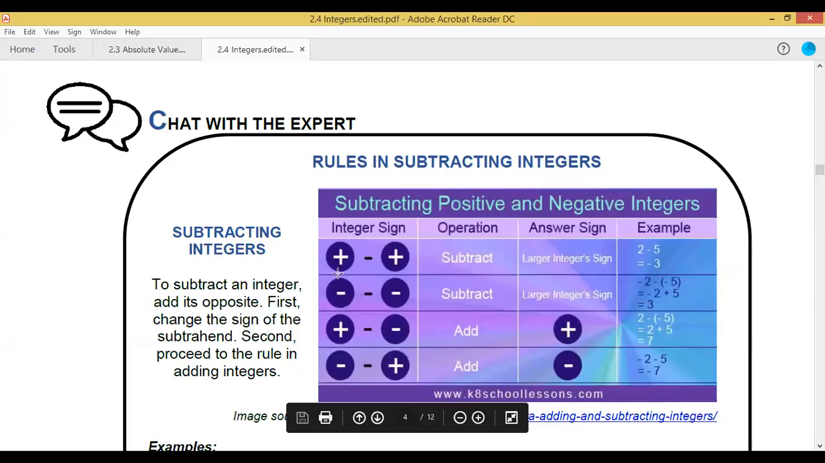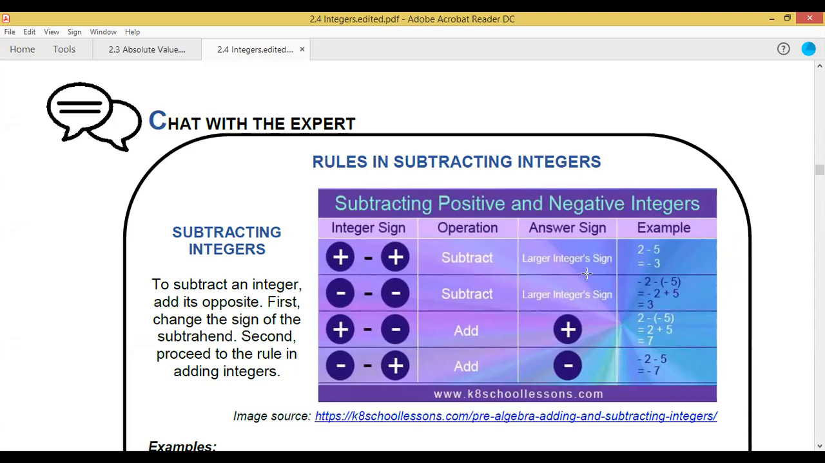This time, let's go back to our rule. For example, if you add two positive integers, you subtract them, and you copy the sign of the larger number. For example, 2 minus 5. Both are positive, so we subtract them. 3. And the greater number is negative, so the answer is negative 3.